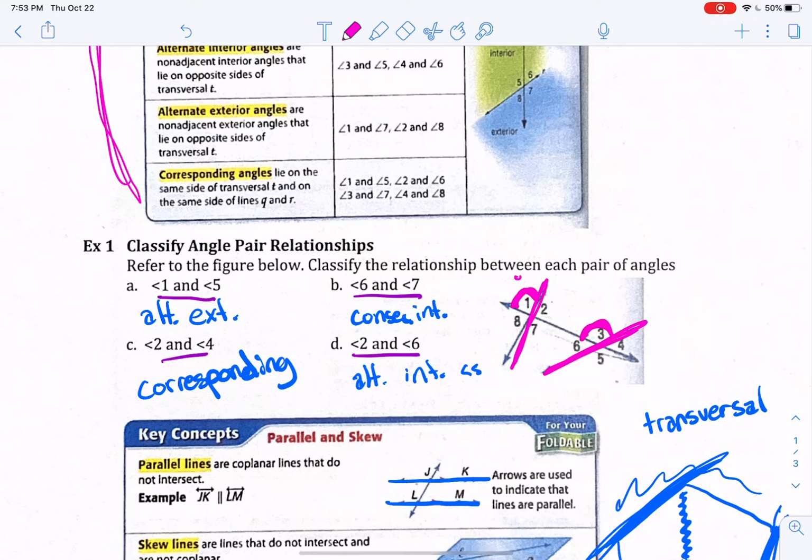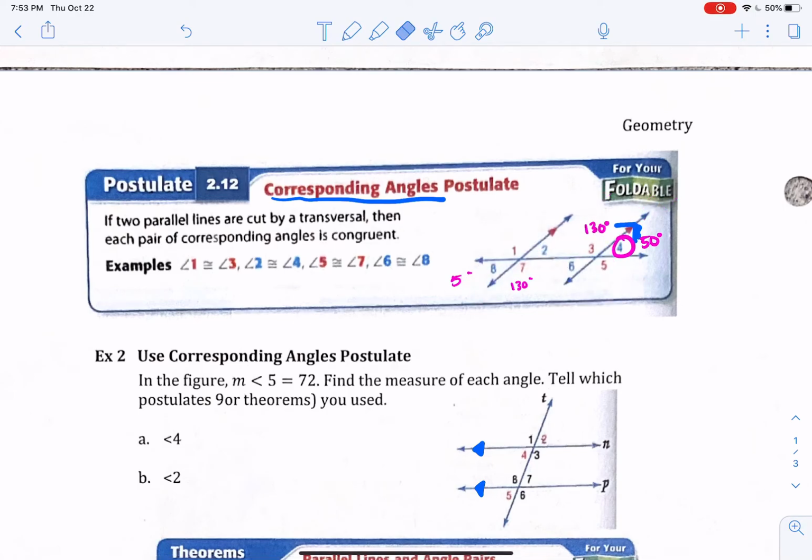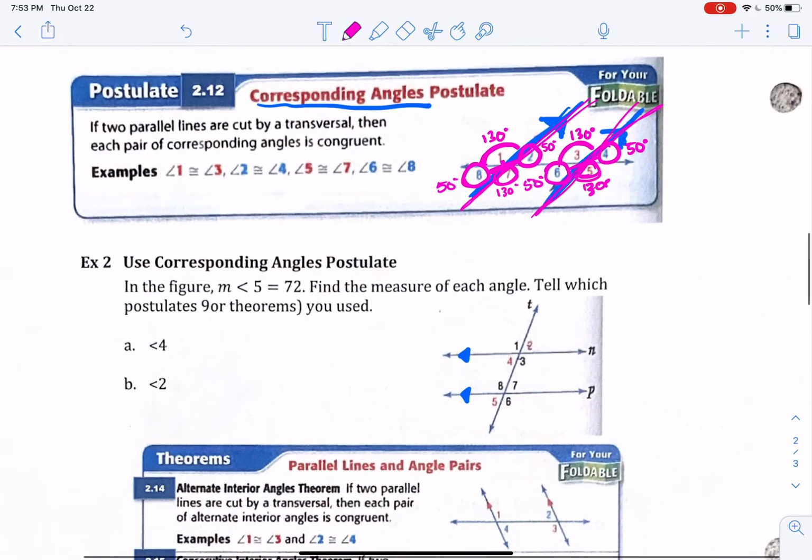Angle 1 looks like maybe it's 80 degrees because it's less than a right angle, and angle 3 is more than 90 degrees, so maybe it's like 110, okay? So this only works if the two lines are parallel, like these two are, okay? So use the corresponding angles postulate. Let's find what all these other angles are.